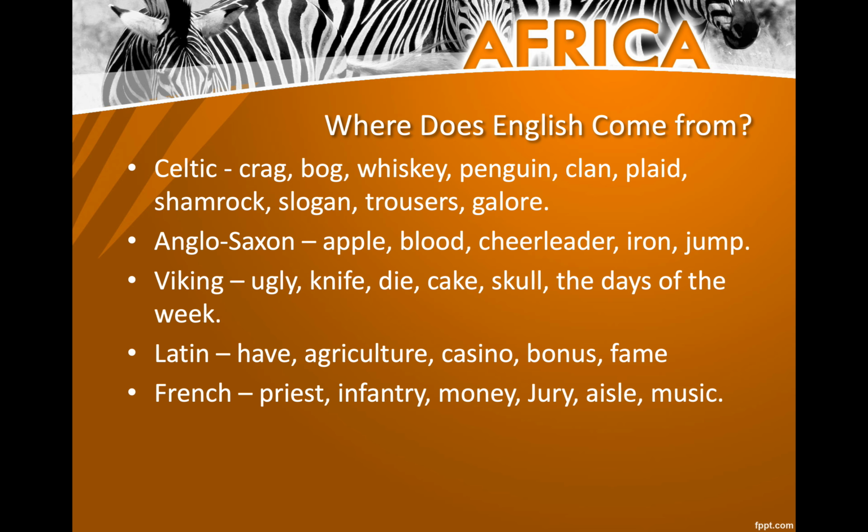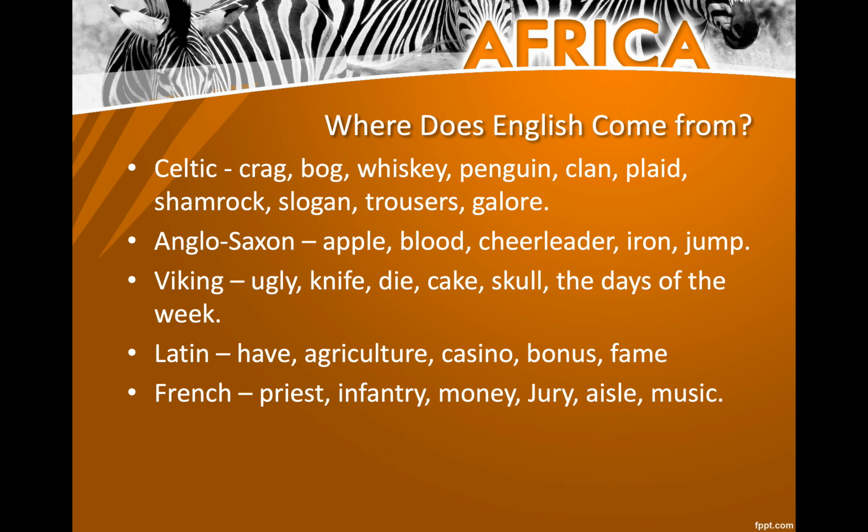Celtic, crag, bog. Where does English come from? It comes from Celtic. Crag, bog, whiskey, penguin, clan, plaid, shamrock, slogan, trousers, galore. Those are all Celtic words. Anglo-Saxon: apple, blood, cheerleader, iron, jump. These are all Anglo-Saxon words.